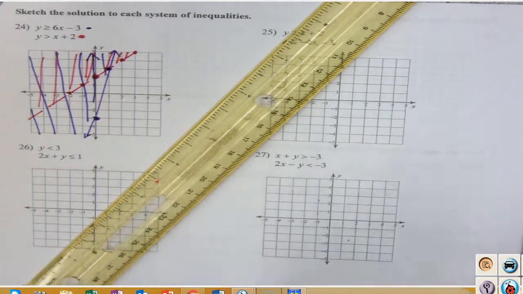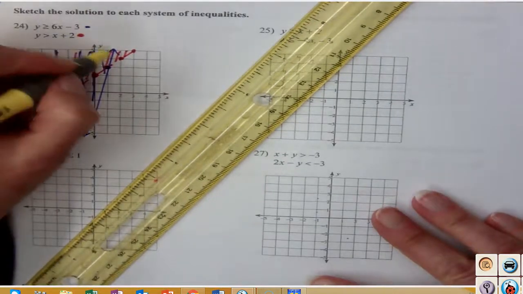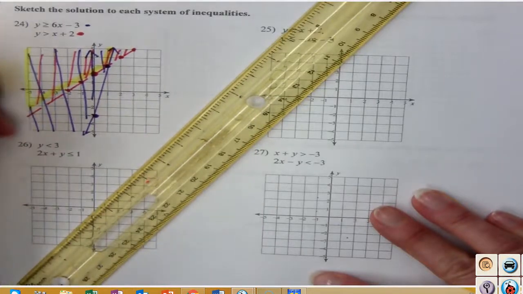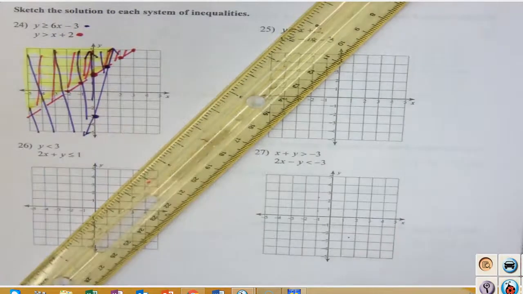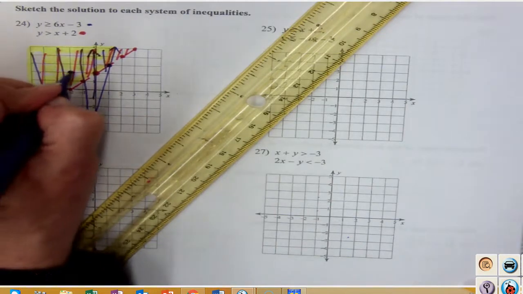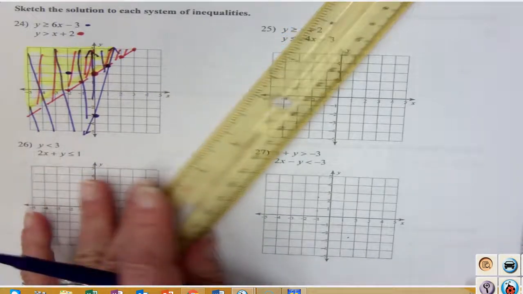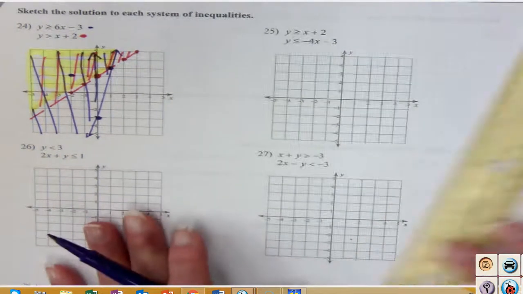So the solution is actually just this portion right here. That's the only part that needed to be shaded in. That is your solution. And again, a way to figure that out is to pick a point in here and plug it in and see if it actually works out to satisfy both equations.